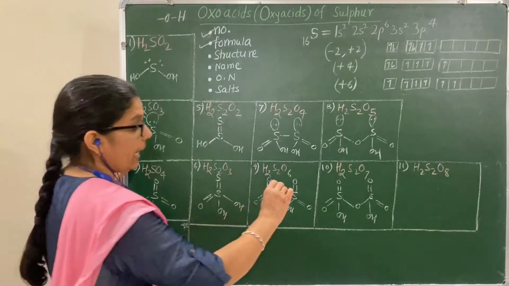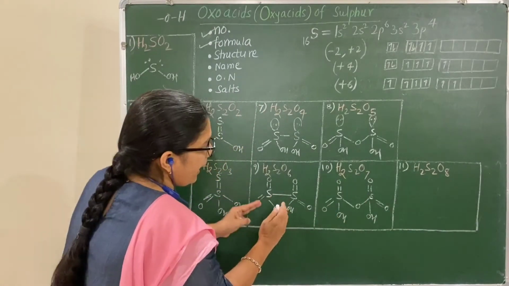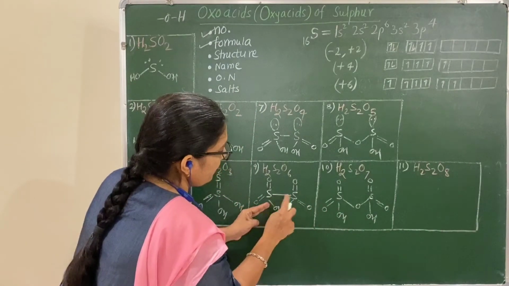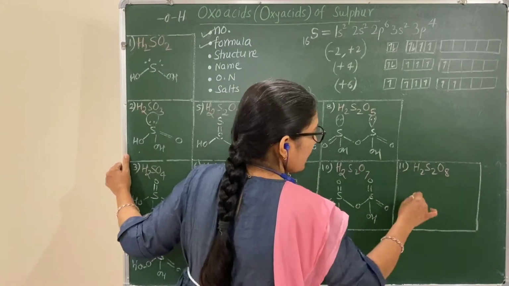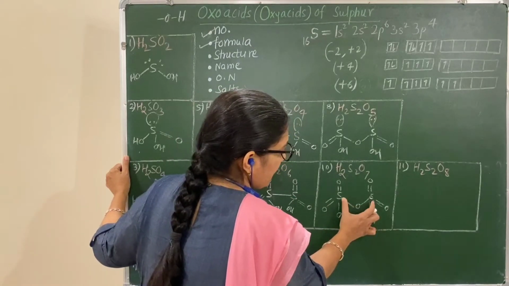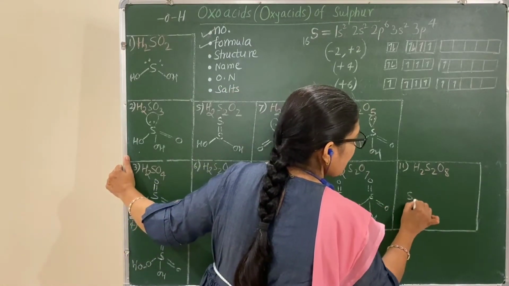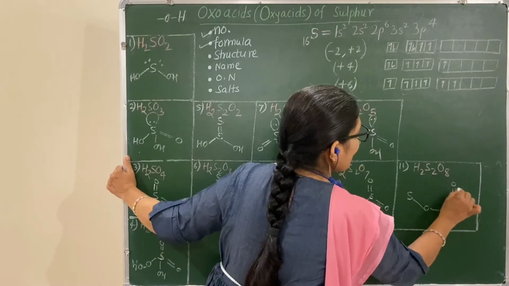Next, add one more oxygen to this one. Here, add one oxygen in between this S, same. Next, this one. See here, one oxygen is added here, in between this, like this, here it is O, O, S. Remaining structure same.